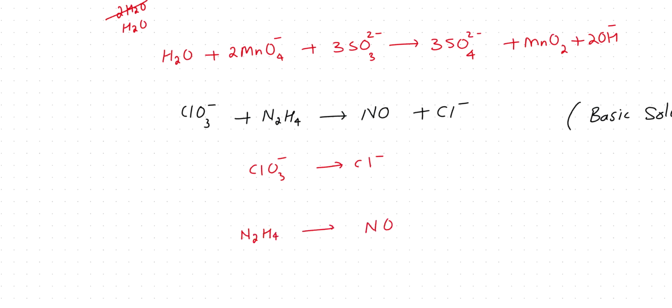So one chlorine, one chlorine. So 3 oxygens. To add oxygen, we add water molecules. So 3 oxygens means 3 water molecules, 3H2O. We have 3 oxygens here, but we have 6 hydrogens now. So we write 6H+. Now all the atoms are balanced. So now we balance the charges. On the right side, we have 1 negative charge.